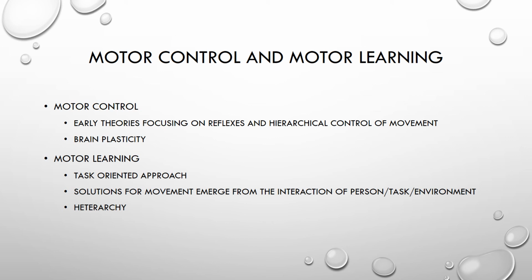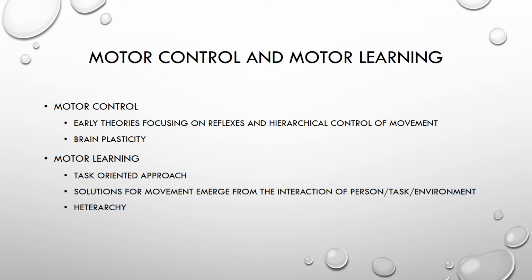Motor control and motor learning. These are two broad ways of looking at a person's ability to neurologically perform the tasks that they're able to do. So these come out of neuroscience, and of course you've spent a whole semester working on the neuroscience aspect. So these take the principles of neuroscience and move into how do we help people get better who have neurological deficits.